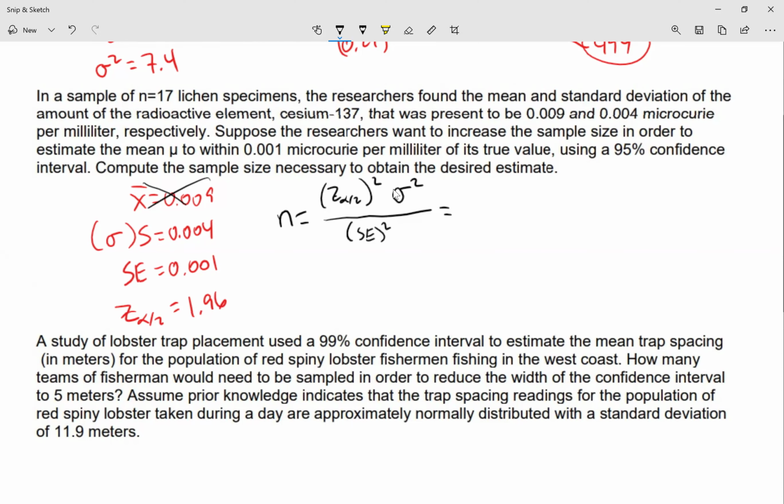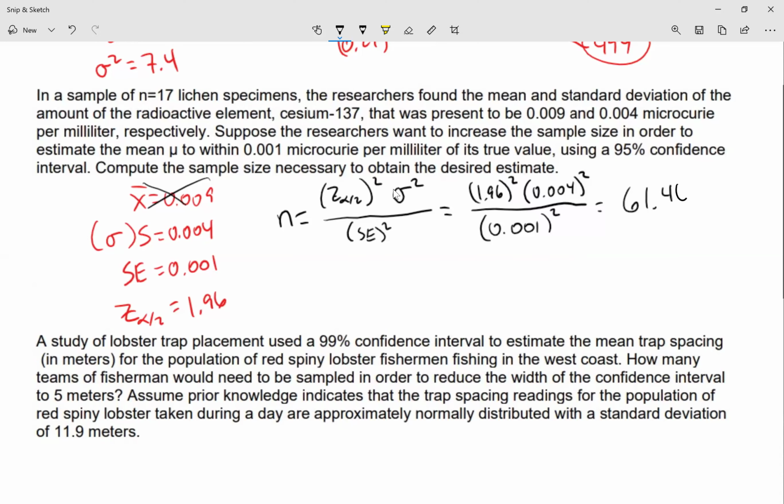For my N value, I'm going to go 1.96 squared. My standard deviation is 0.004 squared. And I'm going to divide this by 0.001 squared. Okay, so I have to type this in, right? It's not that bad. According to my calculator, I get 61.46.